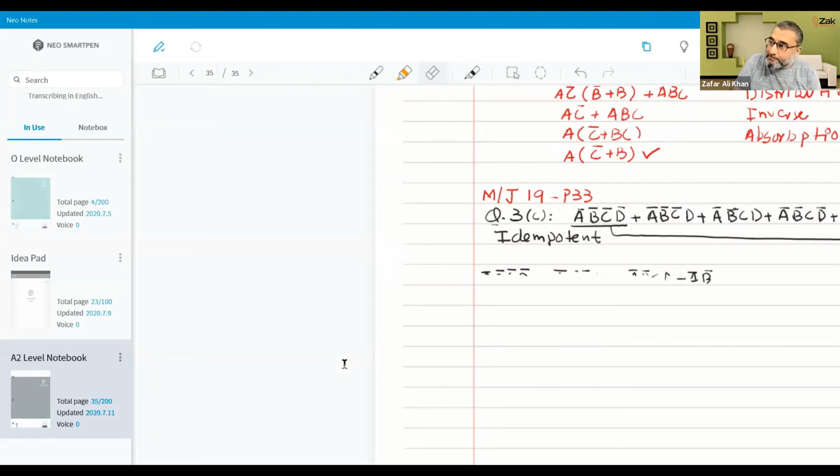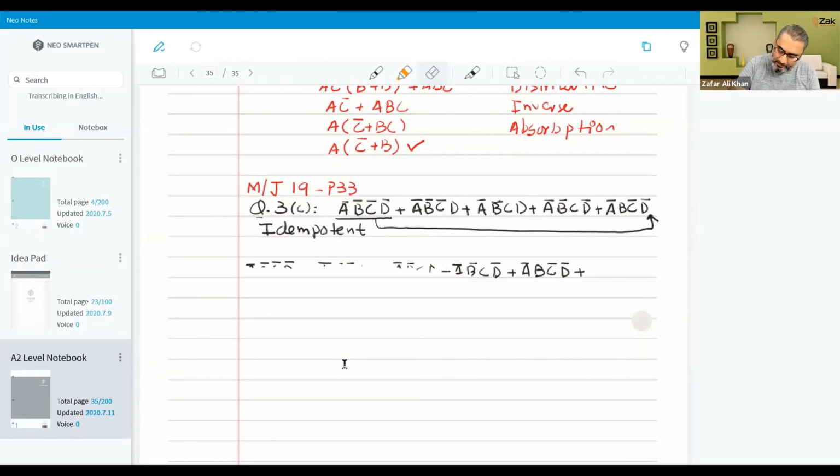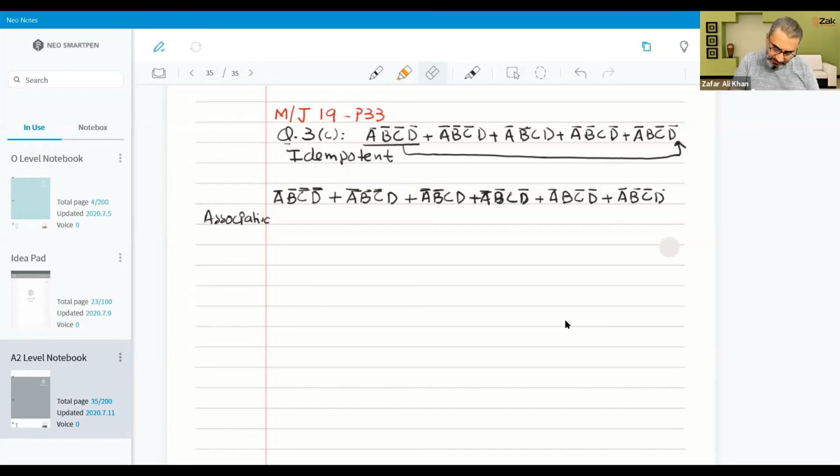You must realize this is a past paper question, beta. Plus A naught, B, C naught and D naught. And then for the sake of idempotent, we will be copying this A naught, B naught, C naught and D naught once again. All right. And then we have the associative law. Now we apply the associative law on this.